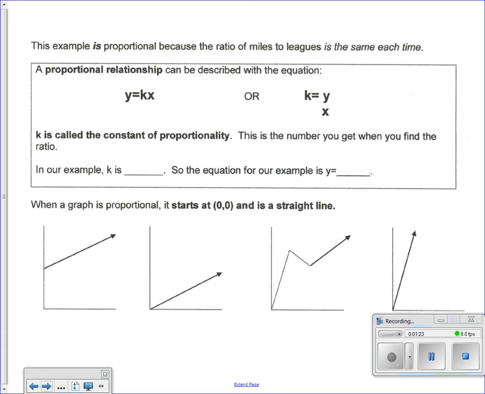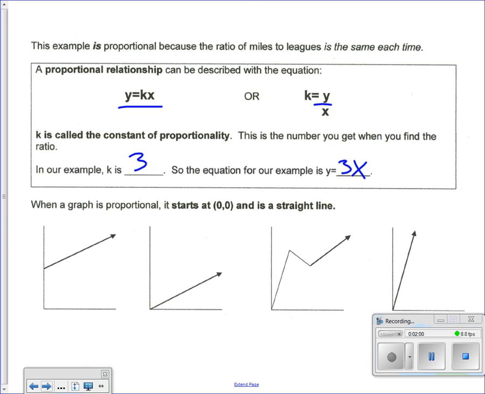This example is proportional because the ratio of miles to these is the same each time. So every time I did y over x, I got 3, so that makes sense. Proportional. All right, k is called the constant. A proportional relationship is described with the equation y equals kx or k equals y over x. K is called the constant of proportionality. This is the number you get when you find the ratio. In our example, k is 3. So the equation, for example, is y equals 3x.